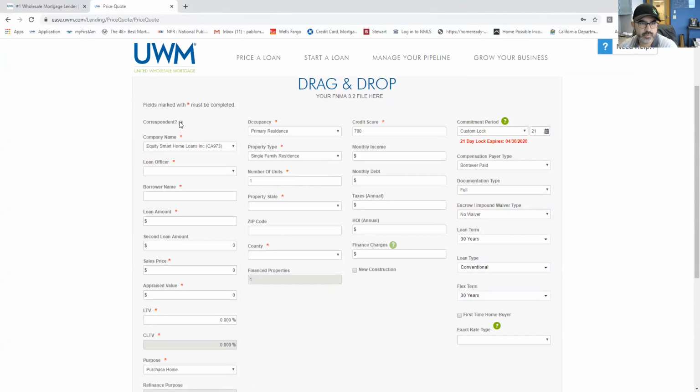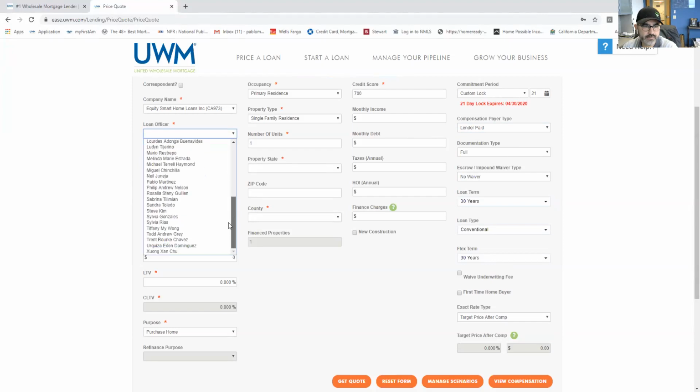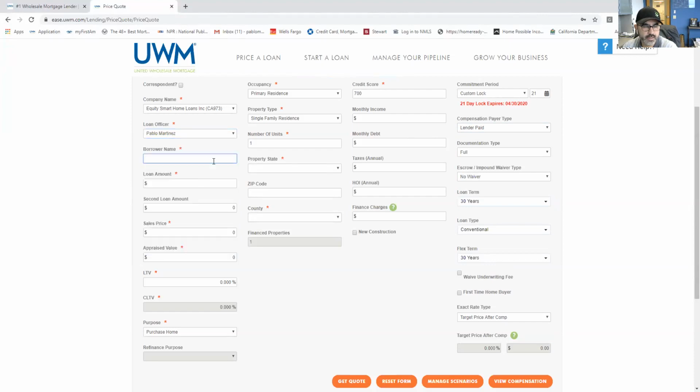First thing we wanna do is uncheck correspondent. And if you look right here, you have this drop down that says compensation payer type. It says lender paid, and then you could switch to borrower paid, right? Lender paid. Now, when you go lender paid, the compensation's already built into the pricing. So I'm gonna show you an example of that so that you can see what I'm talking about. So let me go ahead and complete this. I'm gonna select myself as a loan officer. I'm gonna go ahead and price out a loan.